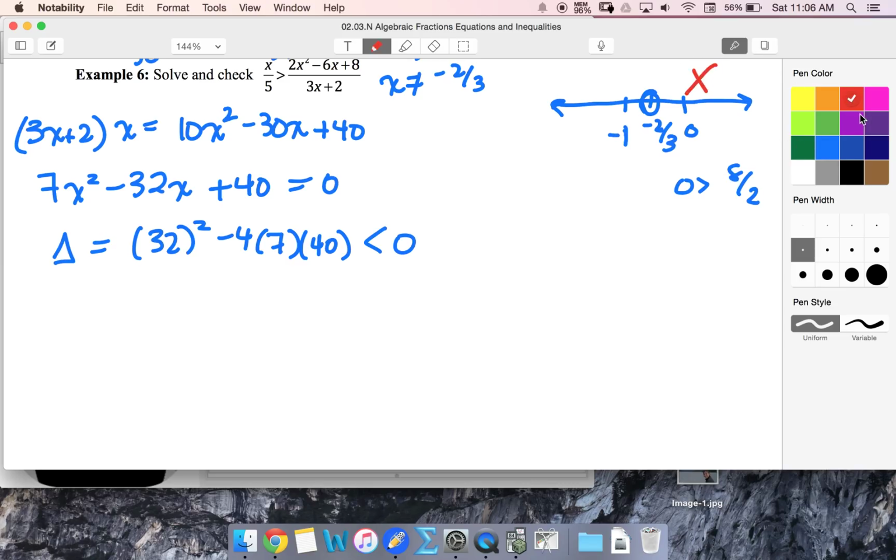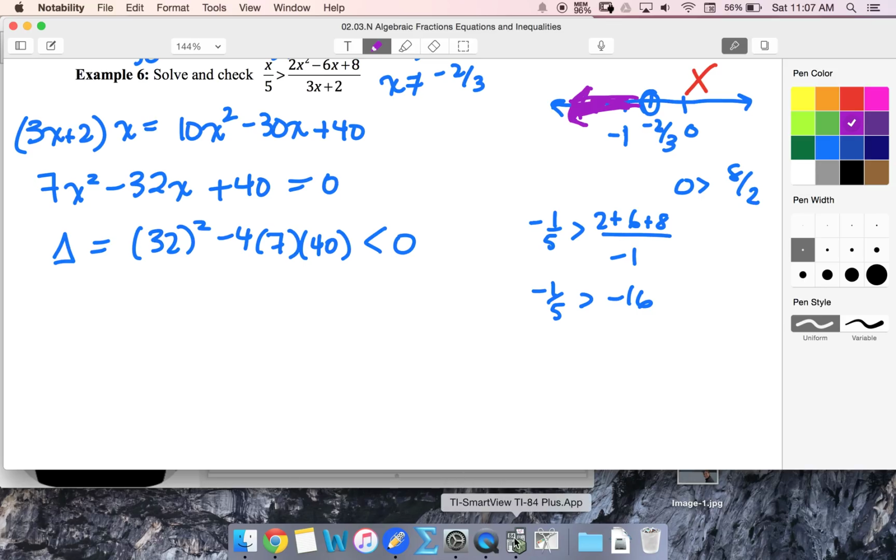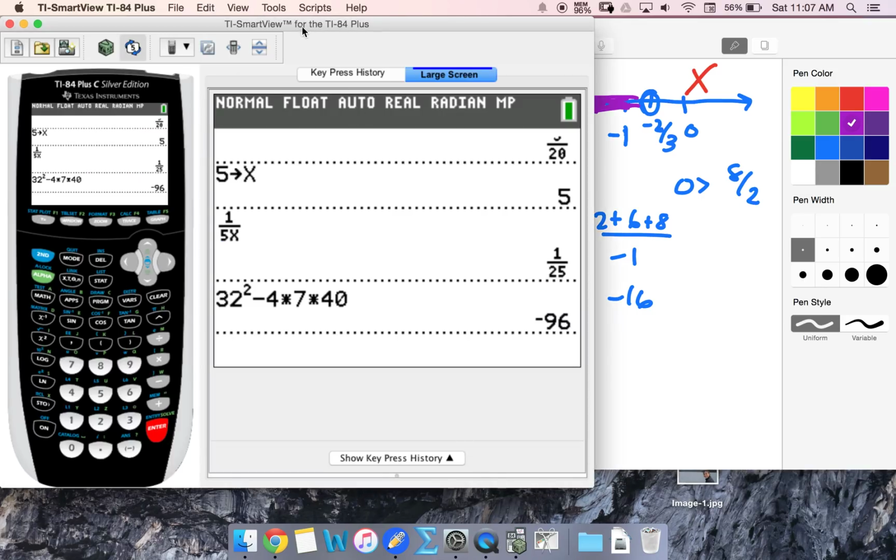Plugging in -1, let's test that. -1/5 is greater than 2 plus 6 plus 8, so that's going to be 16 over -1. -1/5 is greater than -16. That's true. So that means that every value to the left should be true. If I want to verify this, we haven't looked at the graphs yet. That's what's coming next, but I could take a peek on my calculator to have an idea.